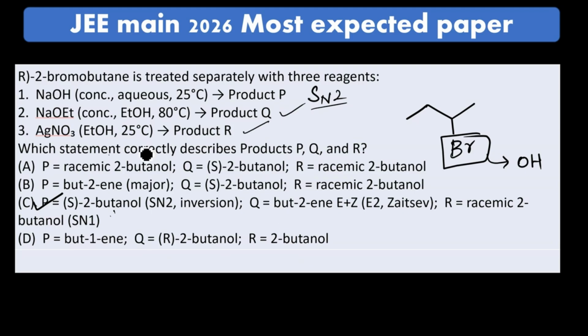Sodium ethoxide with ethanol at 80 degrees Celsius. What type of reaction is this? It is a strong base, at a high temperature, which will lead to elimination, right? That is an E2 elimination. So in E2 elimination, the major product will form, that is butene.